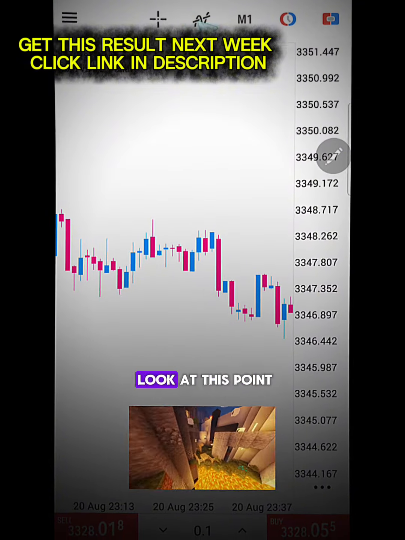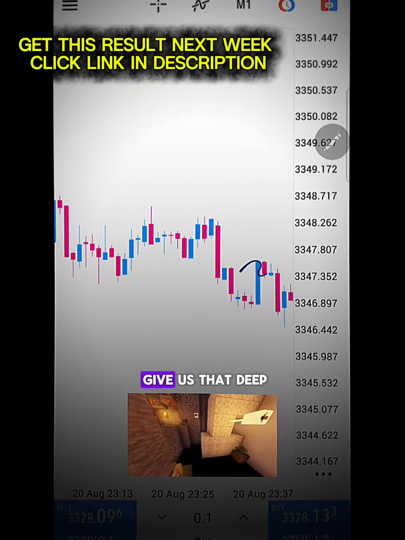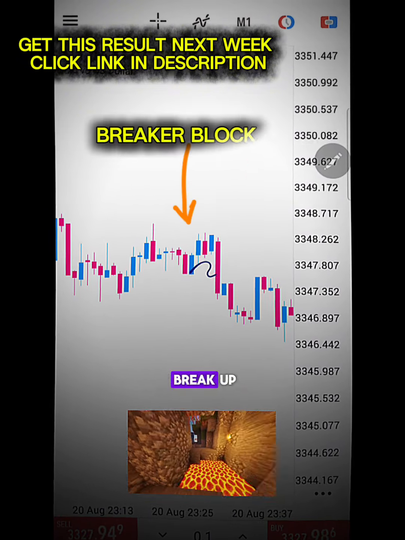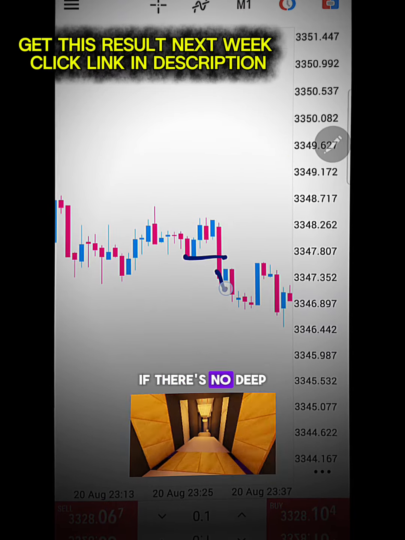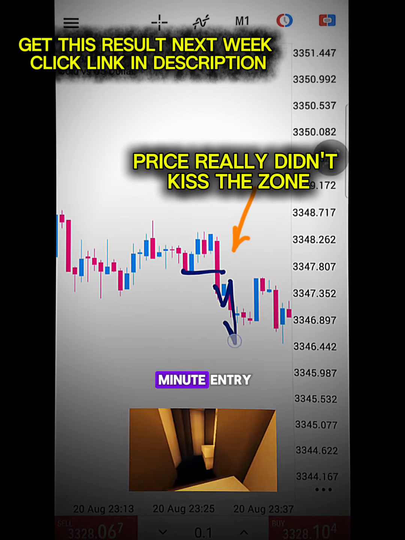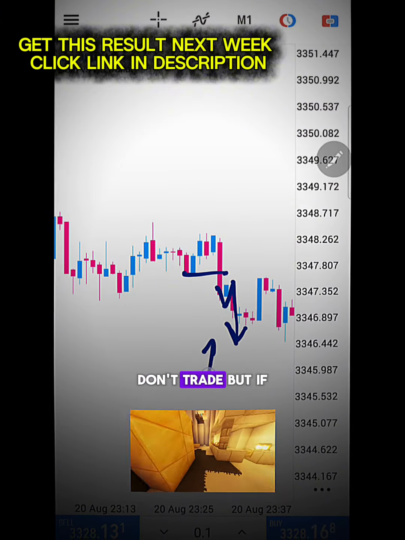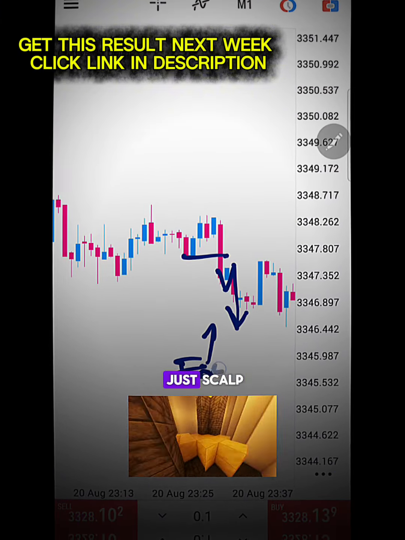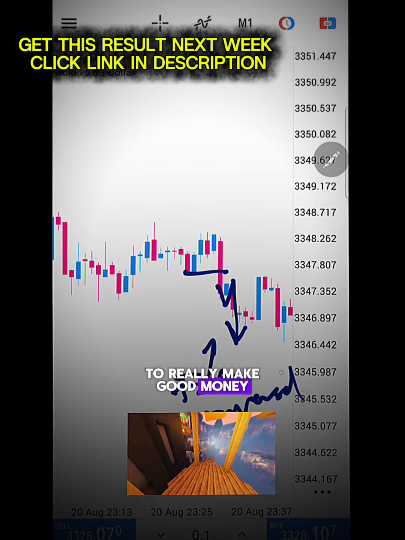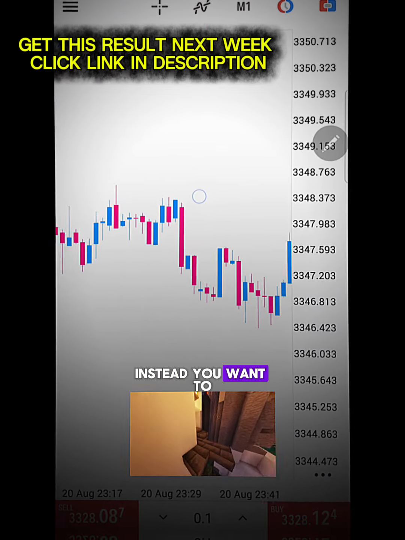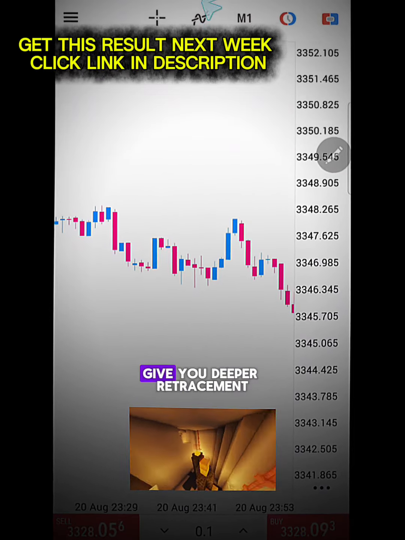If you look at this point, you can see our price did not really give us a deeper pullback to that breakout block there. So you don't want to trade if there's no deep retracement on your 1 minute entry. Don't trade. But if you just want to scalp, then you can enter at this point. But if you want to really make good money, you don't trade this. Instead, you want to wait for price to give a deeper retracement.